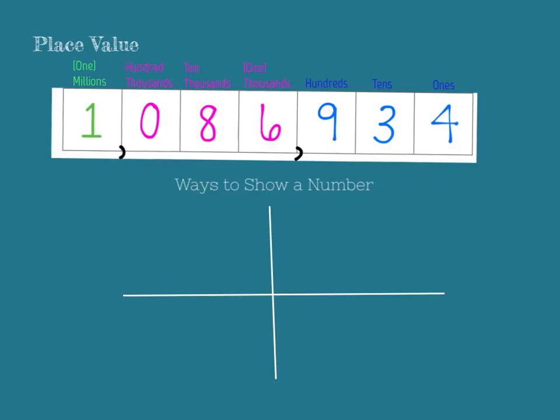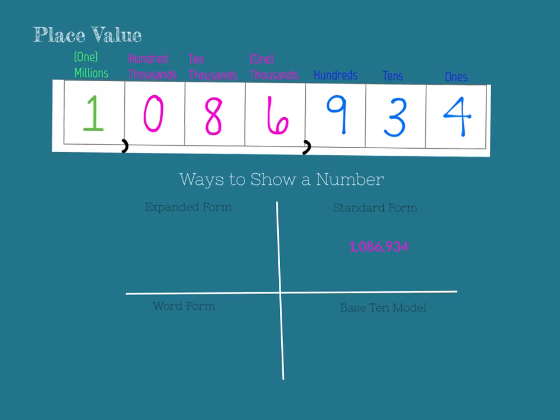Let's now look at the 4 different ways that we typically represent these large numbers. These 4 ways are expanded form, standard form, word form, and using a base 10 model. We'll start in the top right corner with standard form. This is actually exactly as we have written it up above. This is the way you would typically see a number written out. So this here would be our standard form.